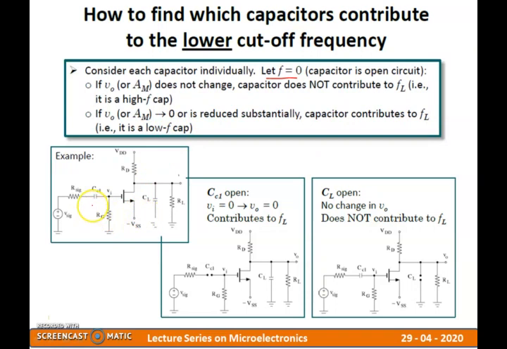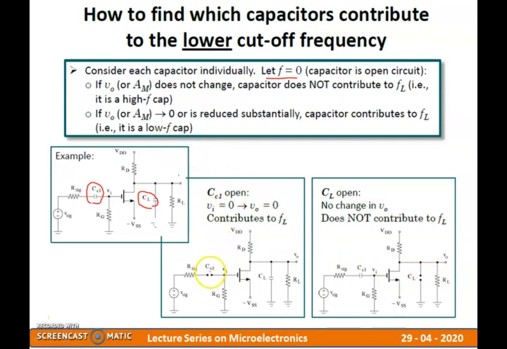As you can see, now there are two capacitors. One is CC1, a simple example, and then there is CL. Now let's try to make CC1 open. Why am I opening it up? Because under low frequency, as I told, the capacitor behaves as an open circuit. So if I open it up, what is the condition?